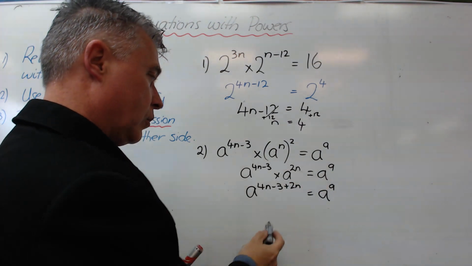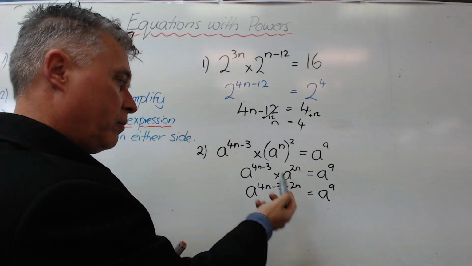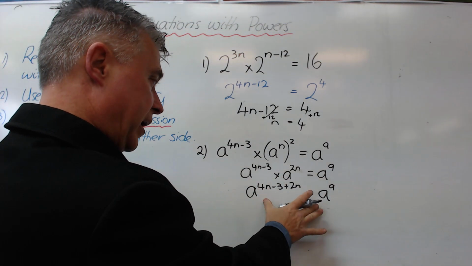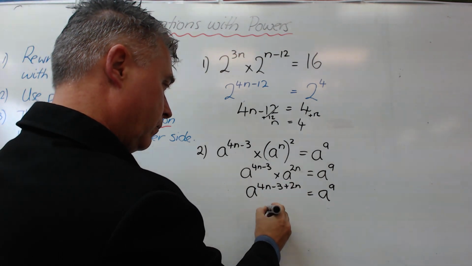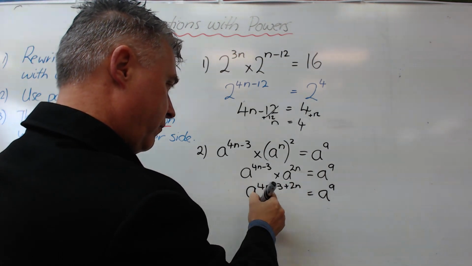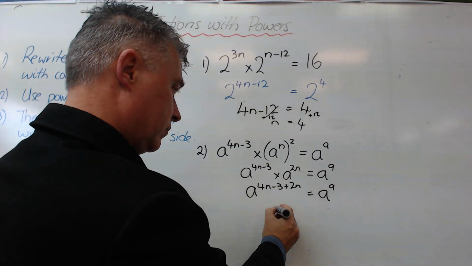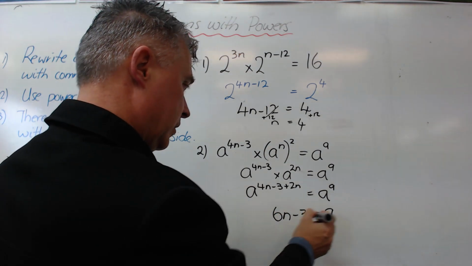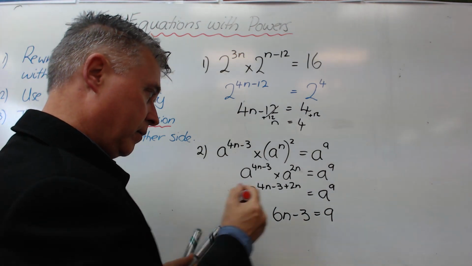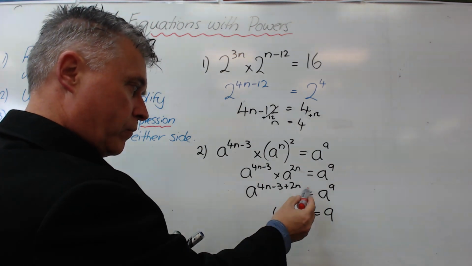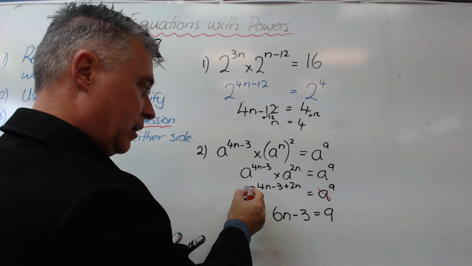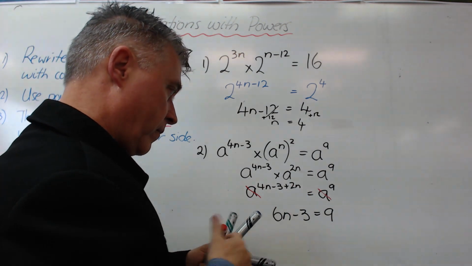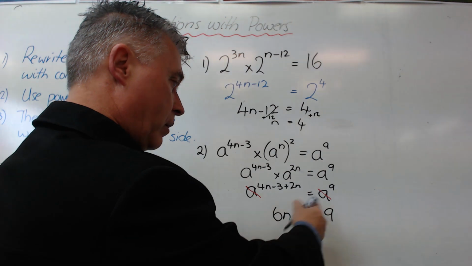You can do these in steps. 4n plus 2n, 6n minus 3. So I'm not going to deal with these bases anymore, I'm just dealing with the equation. So I'm going to go 4n plus 2n is 6n, minus 3 equals 9. It's at this step, when the bases are the same, that I don't have to use the bases anymore. I'm just writing the equation at the top to solve. And now I can do a linear equation where I move things over.